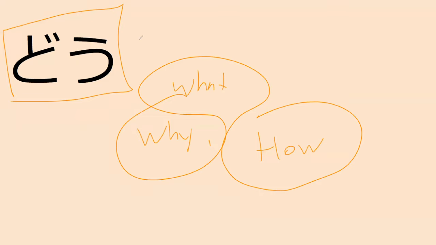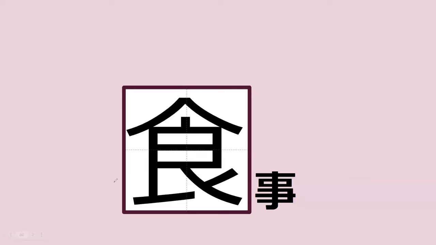Normally, does dou whatever also mean what kind of? Yes, it does mean that. What kind of? It's basically a weird generic question word that, as you learn, you'll see a lot in a lot of different ways. So, do you remember how this started? It ends with G.